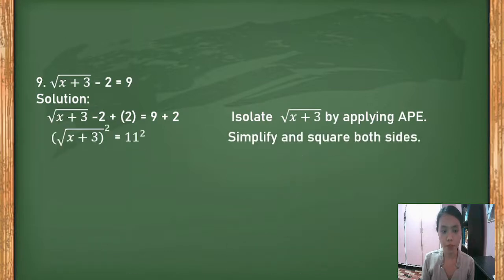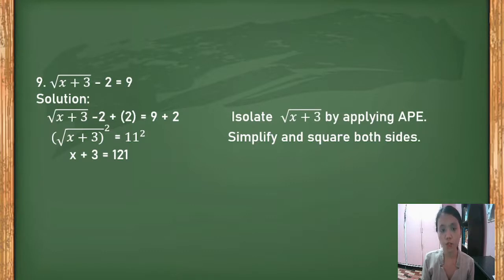So, pag sinimplify natin, wala na yung ating negative 2 sa ating left side. So, si square root x plus 3 na lang ang maiiwan. Simplify natin yung kanan. So, 9 plus 2, we have 11. So, square natin on both sides since our index is 2. Squaring them on both sides, wala na tayong radical symbol. So, meron na tayong x plus 3 equals 121.